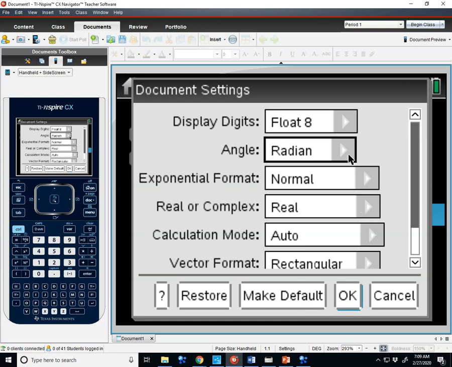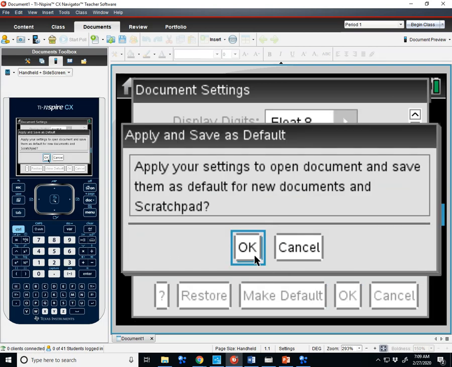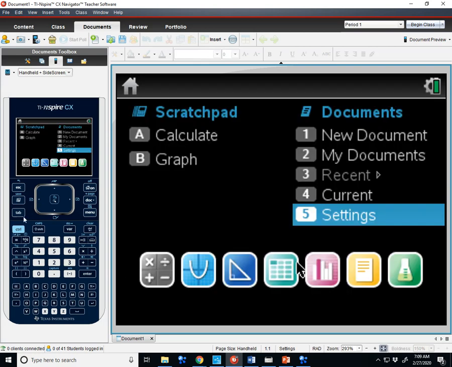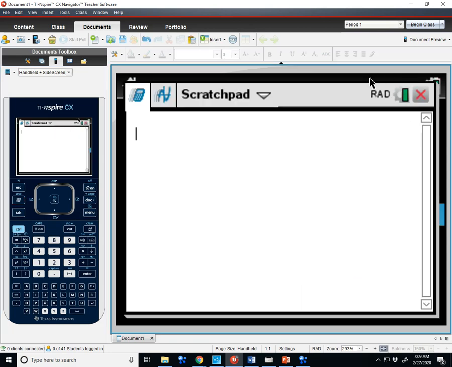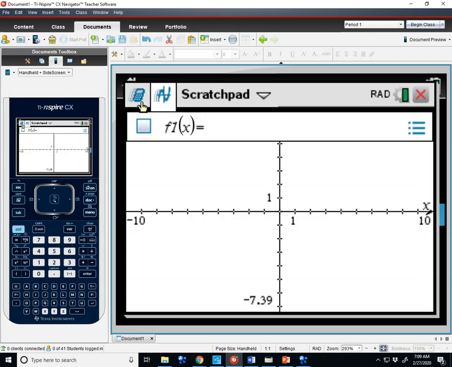Radians is another angle measurement. Alright, so I'm going to go back here now to the scratch pad, and it's in the right mode, especially because I saw my first problem was trig. Okay, let's put our function in next. So our function was, what was our function?